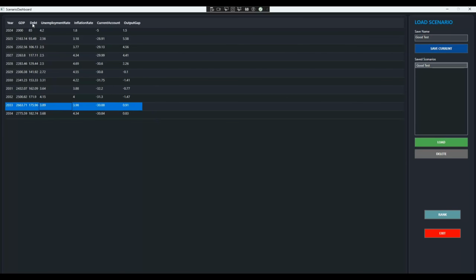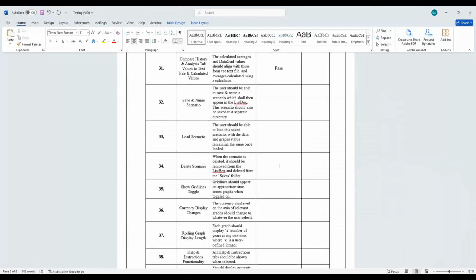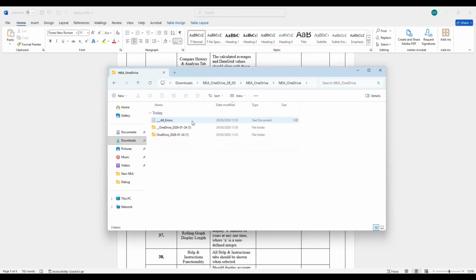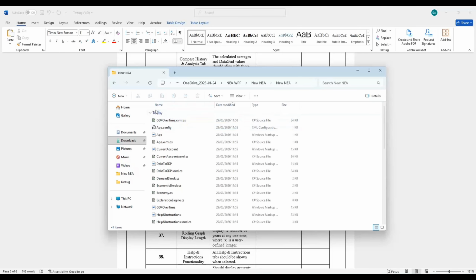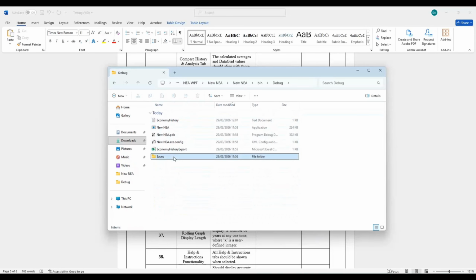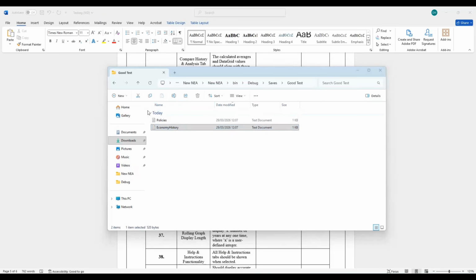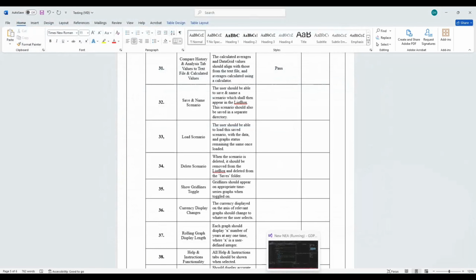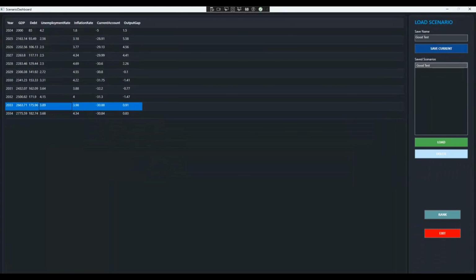We have our values here, and we can see that it is saved to a specific directory. Here we have good tests, and it stores all the history of our test. So that works. And now we can test the loading feature.